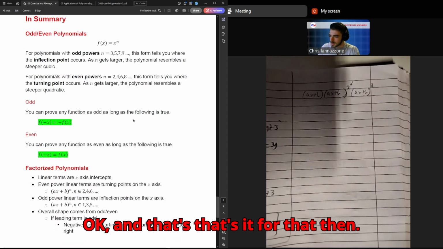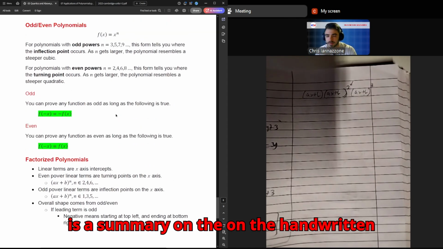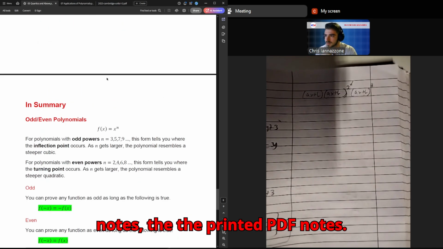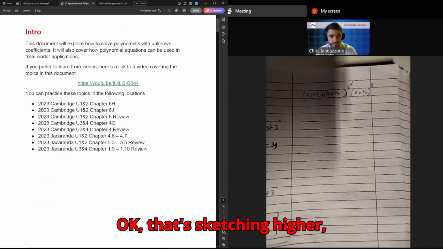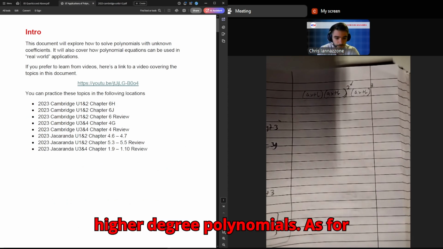Okay, and that's it for that then. If you're already in the community, there is a summary on the printed PDF notes. Okay, that's sketching higher degree polynomials.